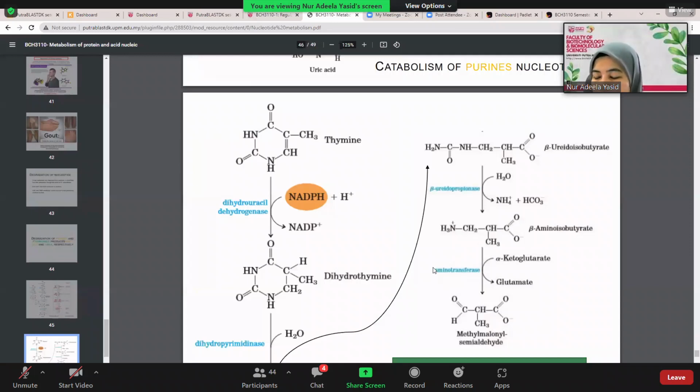Okay, which kat sini it involve aminotransferase, amino group from ketoglutarate to form this methyl malonyl semialdehyde. Okay, you can see it involves the transfer of amino group from amino isobutyrate to glutamate. Nampak tak? So dah tak ada dah amino group. Amino transfer meaning dia transfer this amino group to alpha ketoglutarate to form glutamate. So now you have this methyl malonyl semialdehyde.